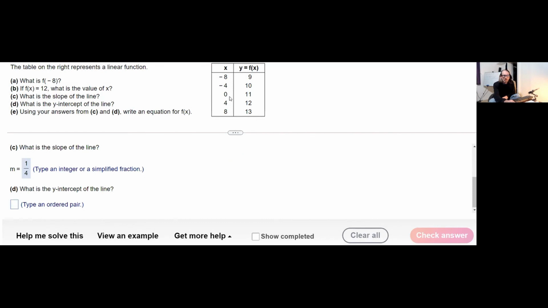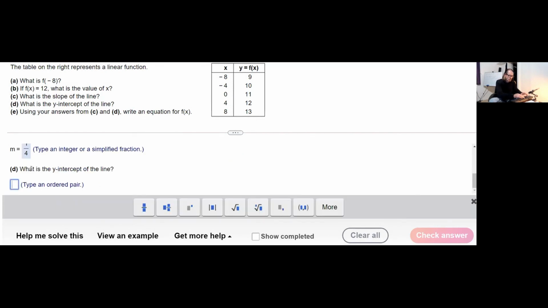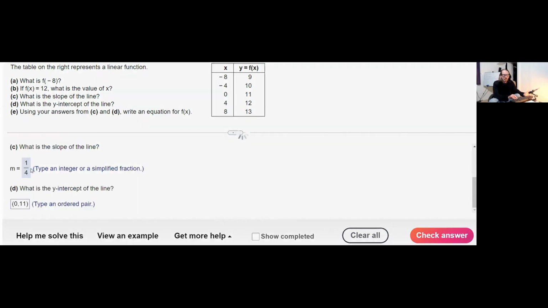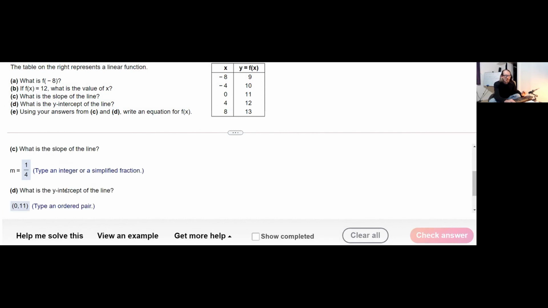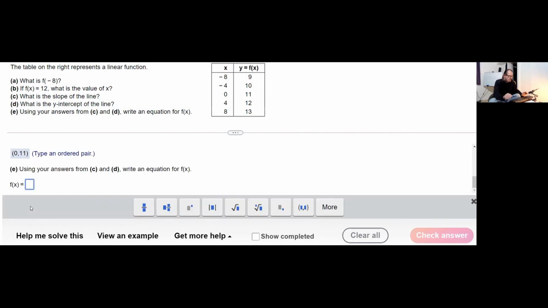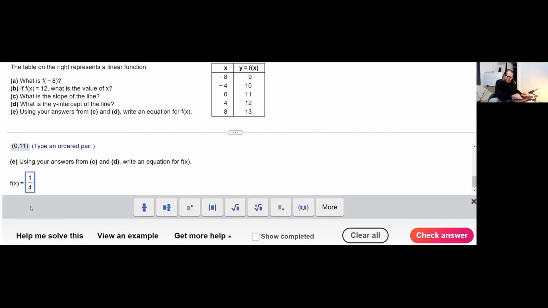And so the y-intercept, they do give us: when x equals 0, the y is 11. So remember, 11 is just the y-coordinate of the y-intercept. When we want to state the y-intercept, we want to state the ordered pair, even if they hadn't told us that. And now that we know both that the slope is 1/4 and that the y-coordinate of the y-intercept is 11, here's our equation for the function, our equation for the line.